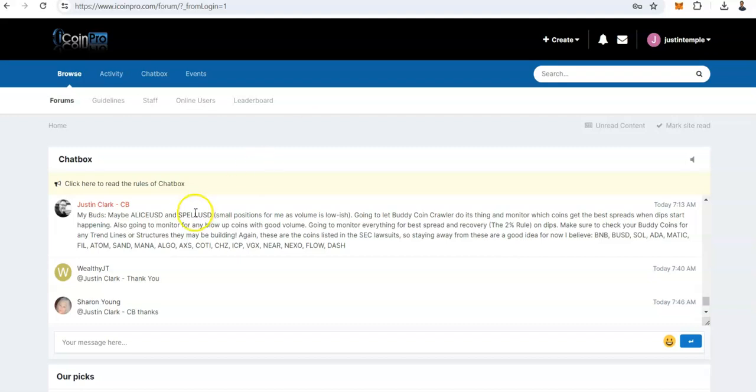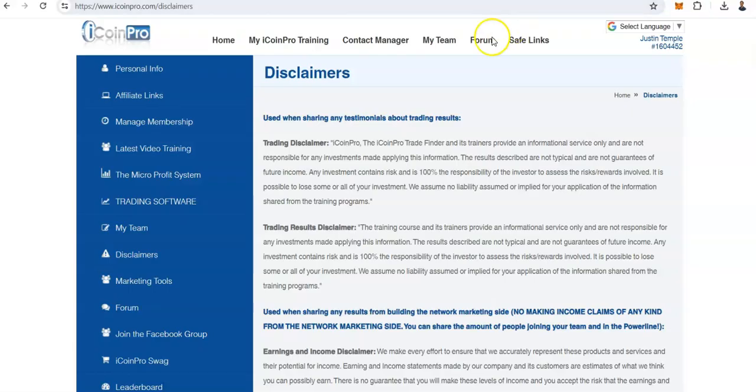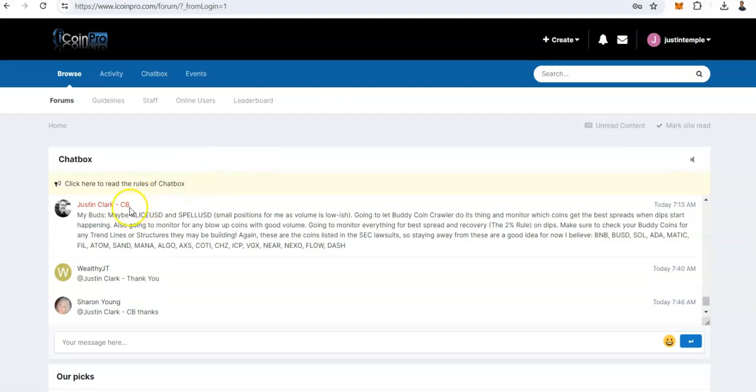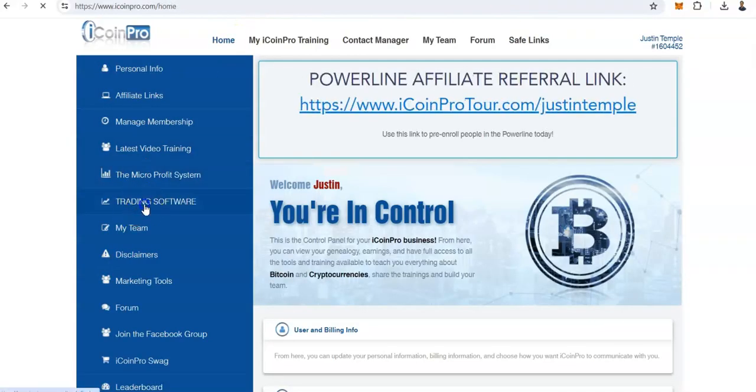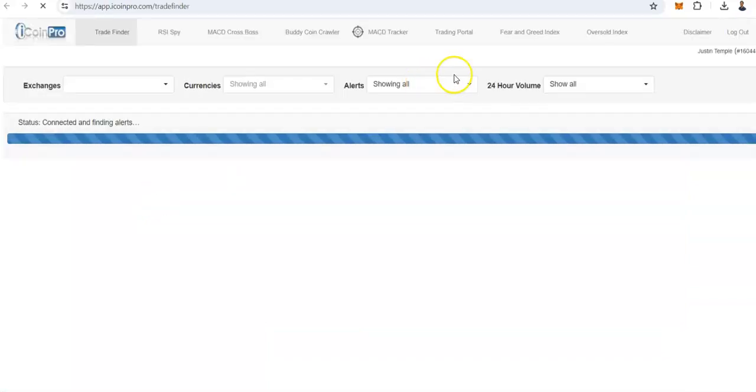But anyways, we're going to go to Alice and Spell and check out these coins. So log into iCoinPro. Click on the forum, look at the My Buds for the day. He posted this at 7:13. So now what we're going to do is step 2, go back to the home page, and then click on Trading Software. Okay, then we click on Trading Portal up here.